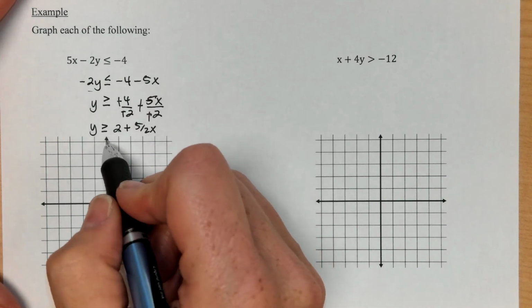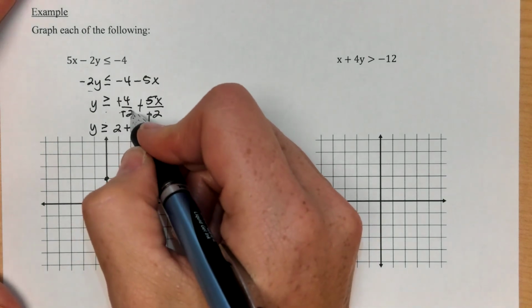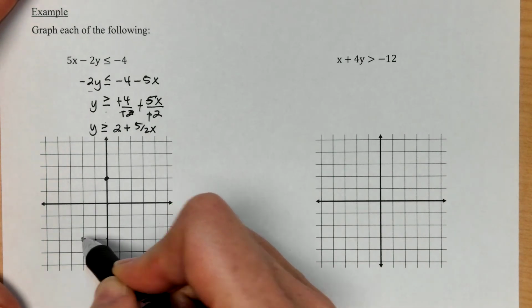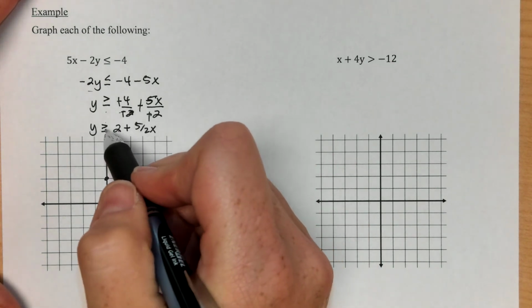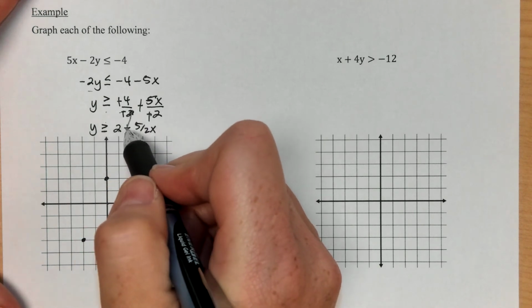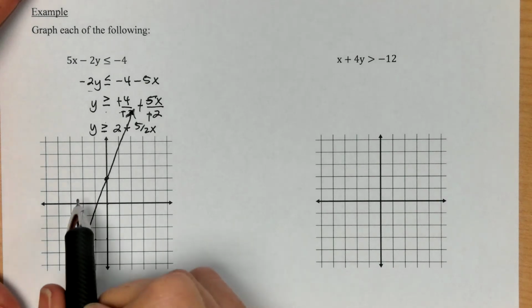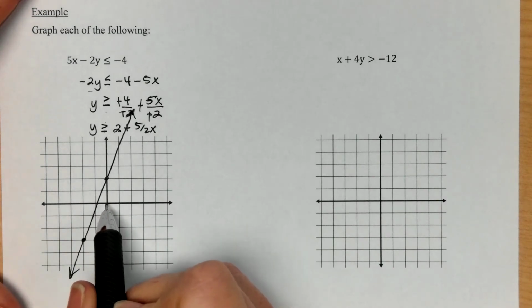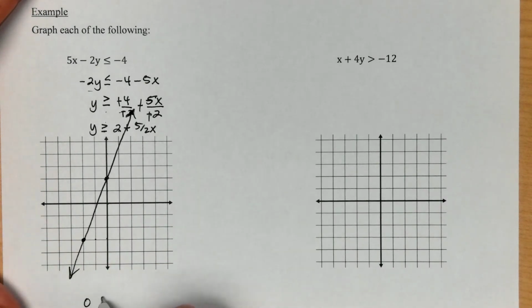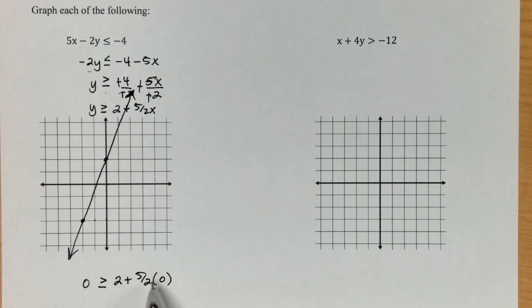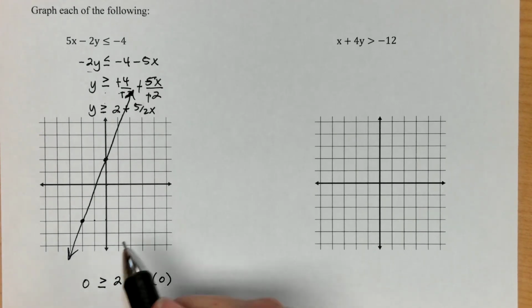Whoa, 1, 2, 3, 4, 5 over 2, right about there. This time we're a solid line because we are greater than or equal to, so I can connect those. And then we still need a test point. And so I'm going to pick 0, 0 because that's always nice and easy. So is 0 greater than or equal to 2 plus 5/2 times 0? Remember, you're putting the x and the y in, so you can figure that out.